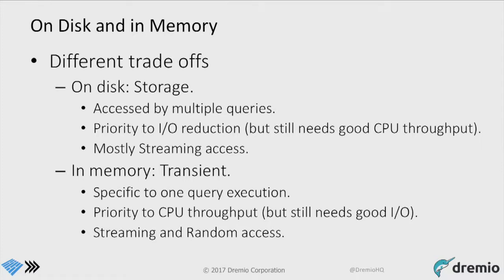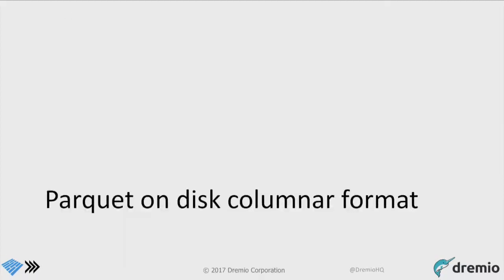For in-memory, it's more transient. Usually it's been loaded in memory for a query in particular, even though you could do caching as well and keep things around. But the data is more transient, and we give the highest priority to CPU throughput, right? So it still needs to be compact, but we'll favor making it fast rather than making it more compact because it's in memory, latency is lower, and you want to be able to have random access, to access something from its index in constant time.